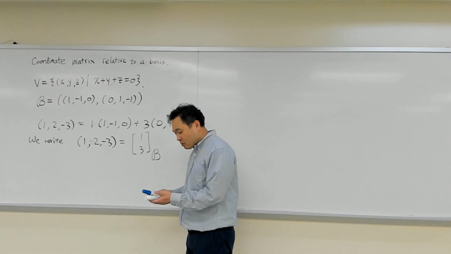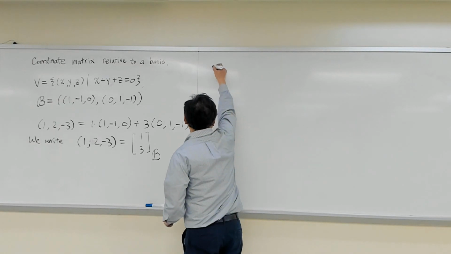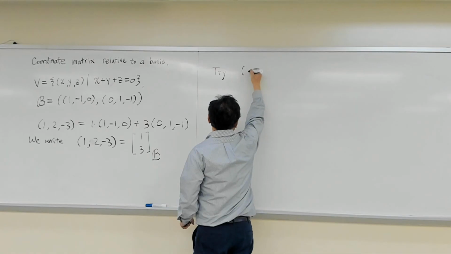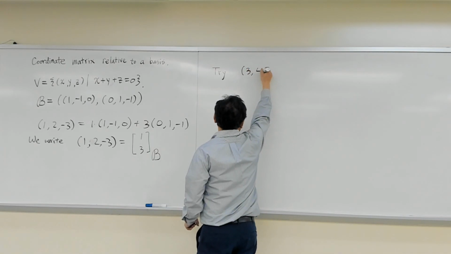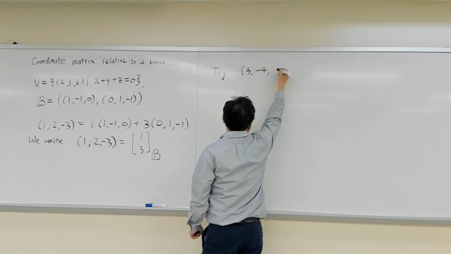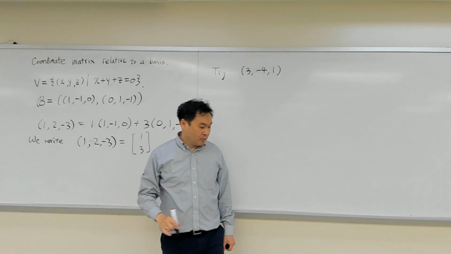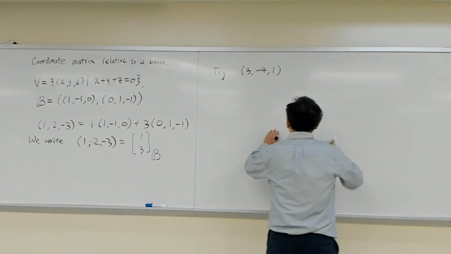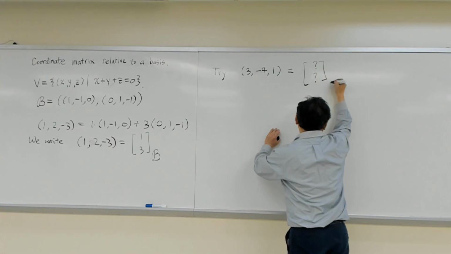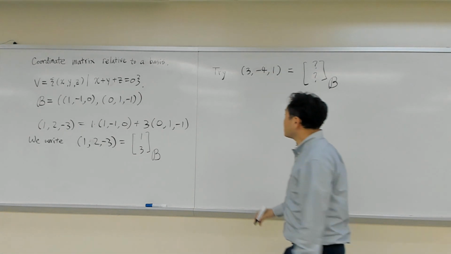All right. So let me give you some time to try this one out. Okay. So try 3, 4, 3 minus 4, and then positive 1. Okay. So your goal is to rewrite this as something with this basis, with this chosen basis. Okay.